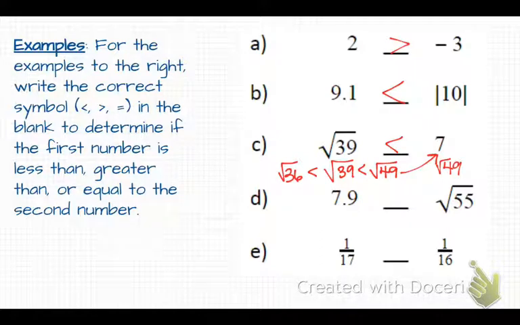7.9? I agree, but why? What is it between, Victor? It's between 7 and 8, but it's a little bit closer to 7, right? I agree. And what about 1/17 and 1/16?